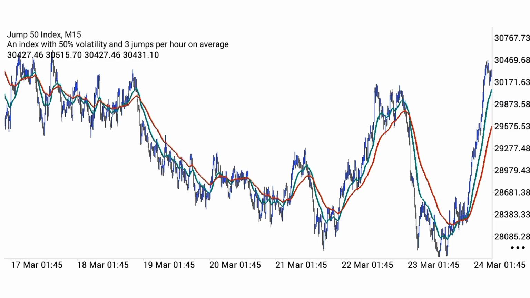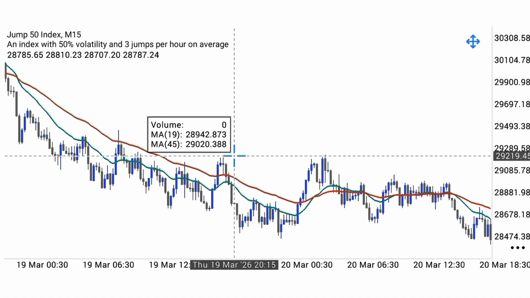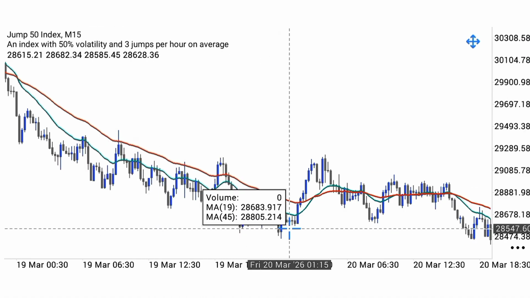But I don't consider the range among the trends, because the range is like a pause between the trends. So what do I mean? Sometimes you see the market moving in a trend. For example, like this, it's moving in a downtrend.